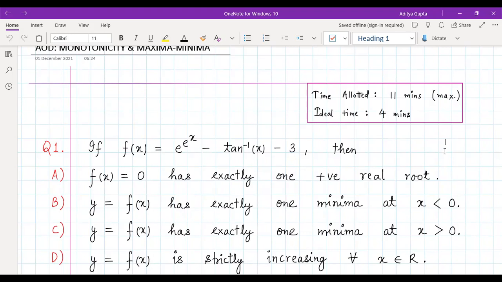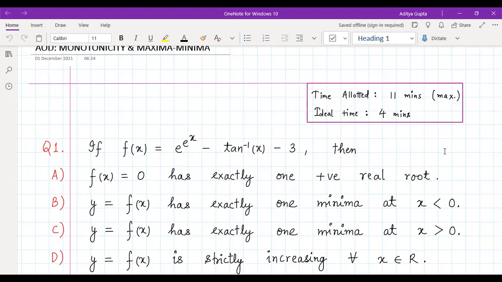So the maximum time allotted would be 11 minutes for this question. Ideally, you should try to do it within 4 minutes. So it is quite an amazing question. You can pause the video, give the question a try, and then return back to have a look at the correct solution. So I hope all of you have tried it out.